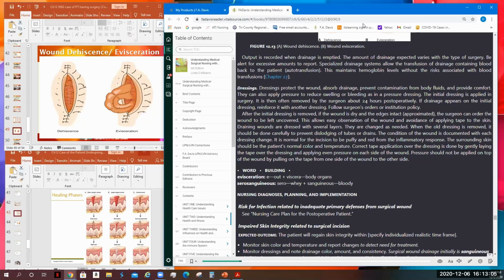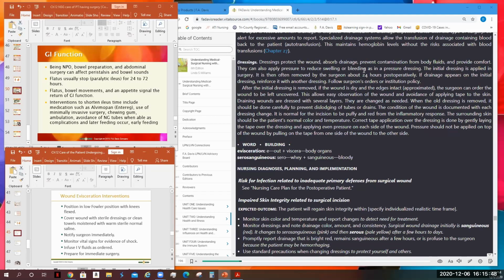So that was interesting. Output is recorded when drainage is emptied. The amount of drainage expected varies with the type of surgery. Be alert for excessive amounts to report. Specialized drainage systems allow the transfusion of drainage-containing blood back to the patient, autotransfusion. This maintains hemoglobin levels without the risks associated with blood transfusions.